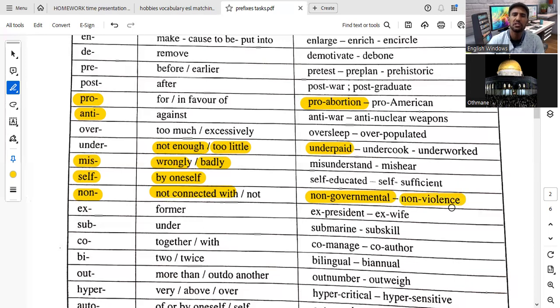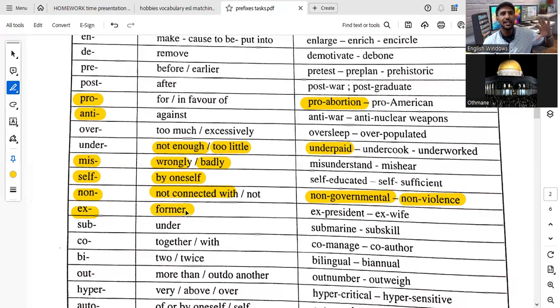Non-violence. Non-violence means it has nothing to do with violence at all. Right? Non-violence, right?